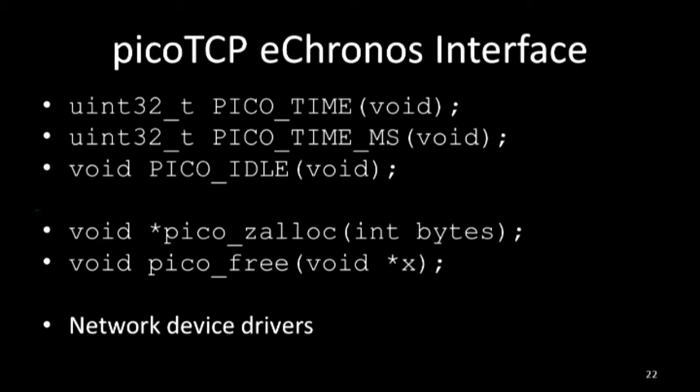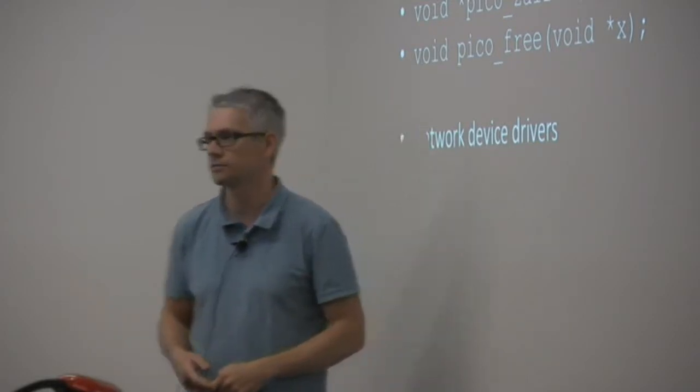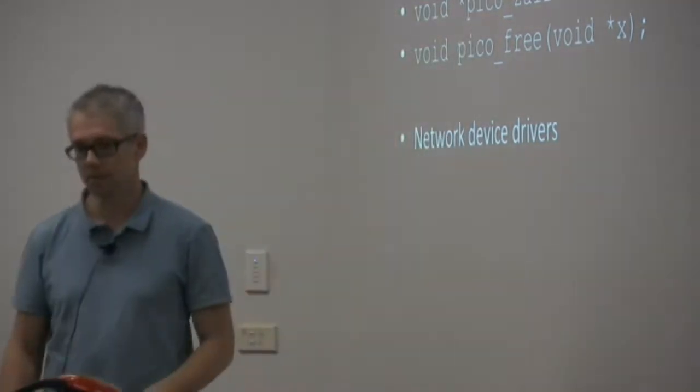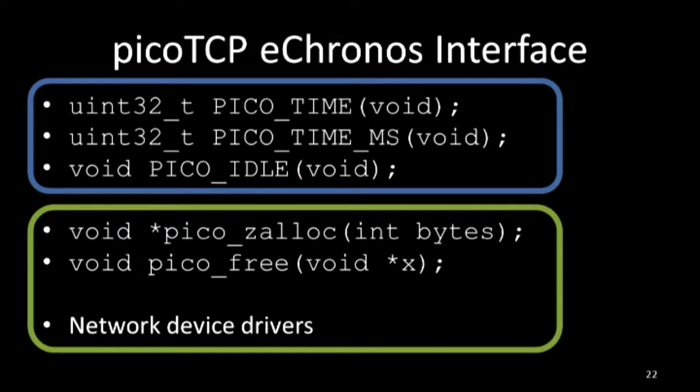eventually we will have to base the time and this idle thing on the primitives, the API that eChronos provides. But as Seb mentioned, eChronos itself doesn't give you dynamic memory allocation. There is no malloc and no free. So we'll just be a little bit lazy and let PicoTCP use what is already there, which is, again, Linux's malloc and free. So we won't touch these. But we'll have to do something about these above. Those we will port. These guys we will leave alone. So same thing for the network device drivers. This pico_app is already using TUN/TAP devices. We're just going to use the same for the sake of the demo or the tutorial.